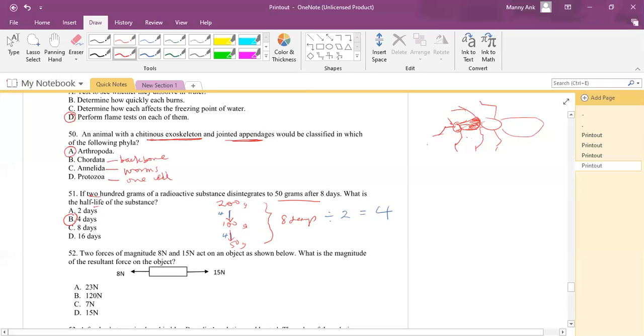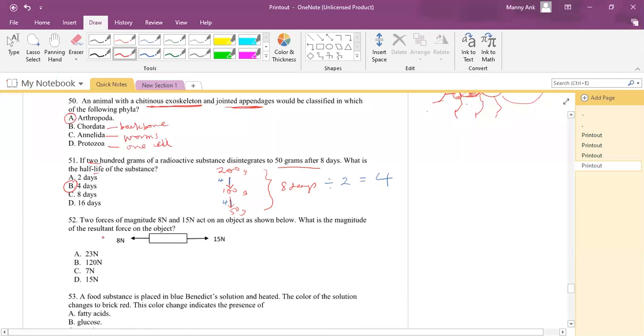Then 52. 2 forces of magnitude, 8 newtons and 15 newtons, act on an object as shown below. What is the magnitude of the resultant force on the object? So look, we're talking about resultant force. These are acting in opposite directions, right? So opposite directions, we said that you have to subtract the forces to get a resultant. So 7 newtons.